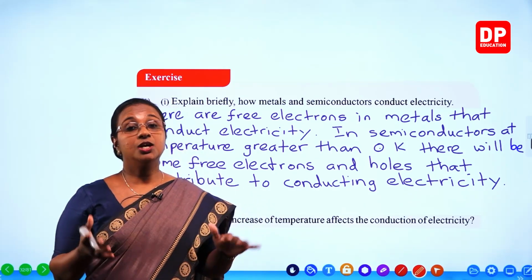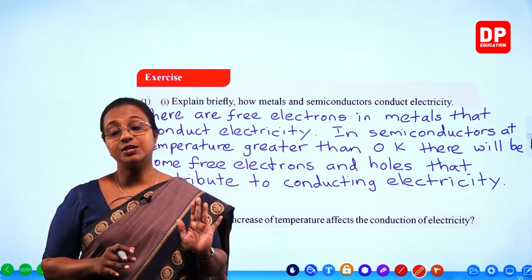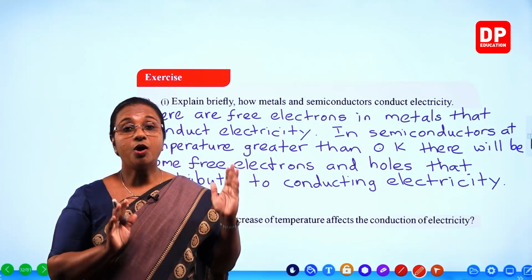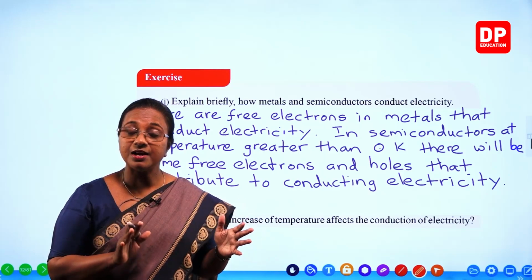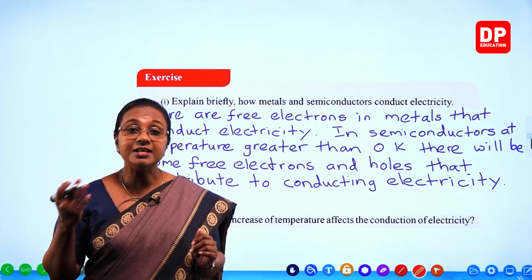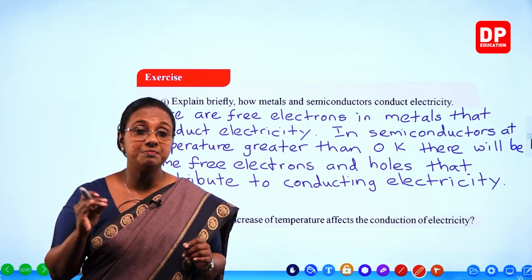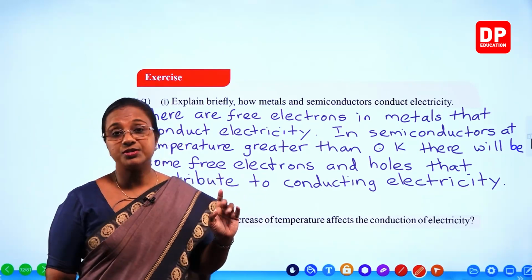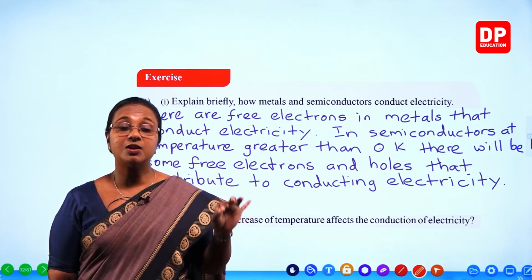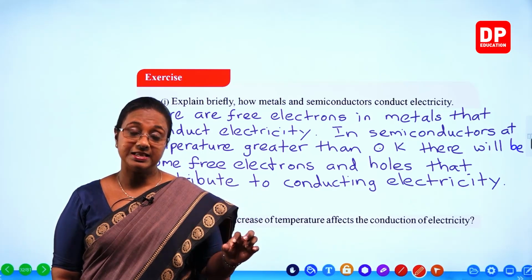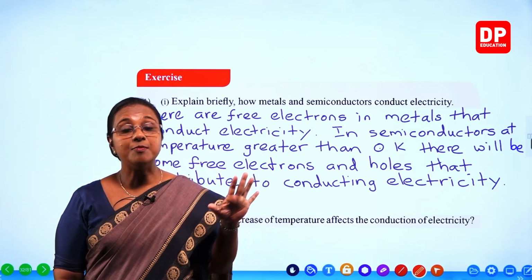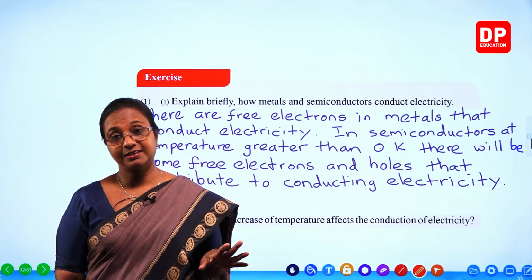But in a semiconductor, only when the temperature is greater than 0 Kelvin. At 0 Kelvin, you all know, all the atoms are bonded together, so there are no free electrons. All the electrons are part of the bonds. But when it is more than 0 Kelvin, due to the temperature some of the bonds are broken, and because of that there will be a few free electrons, and where the electron was earlier becomes a space. That becomes the hole. Holes are similar to positive charges, and both holes and electrons conduct electricity.